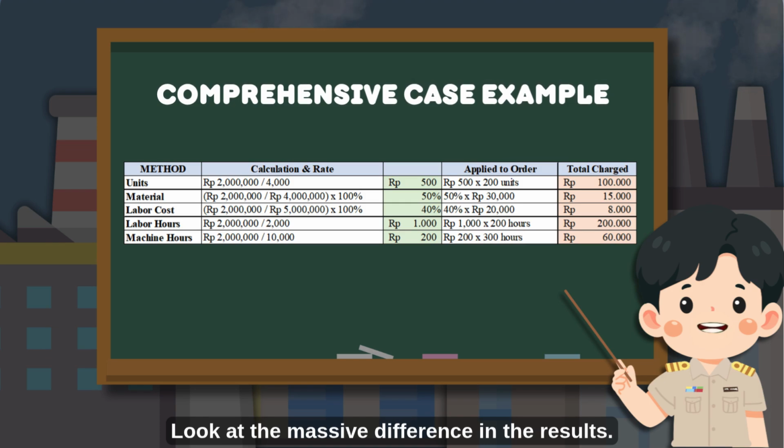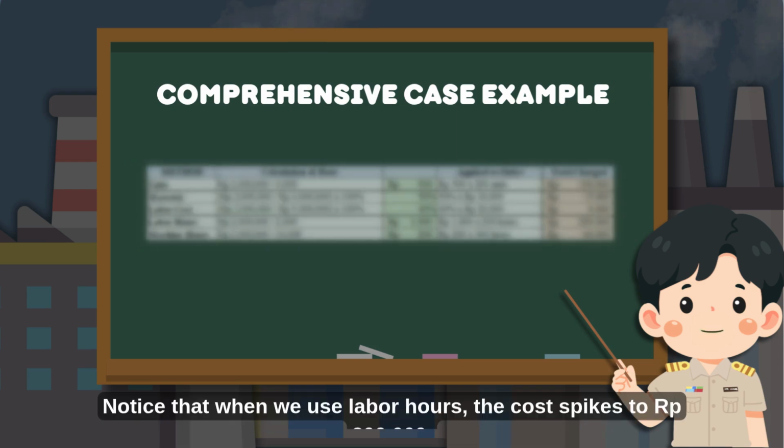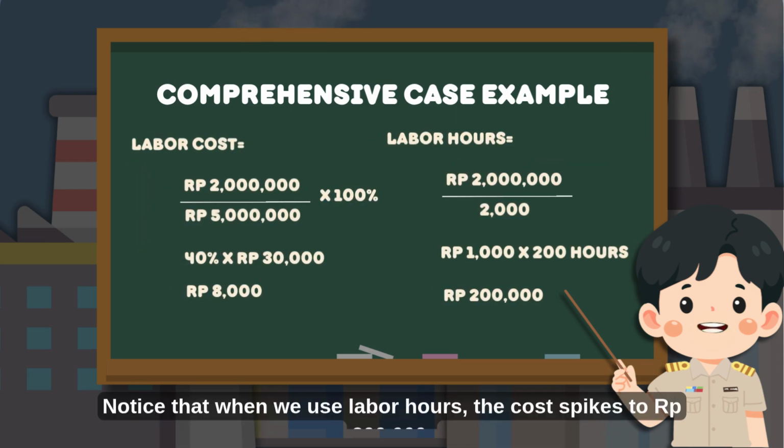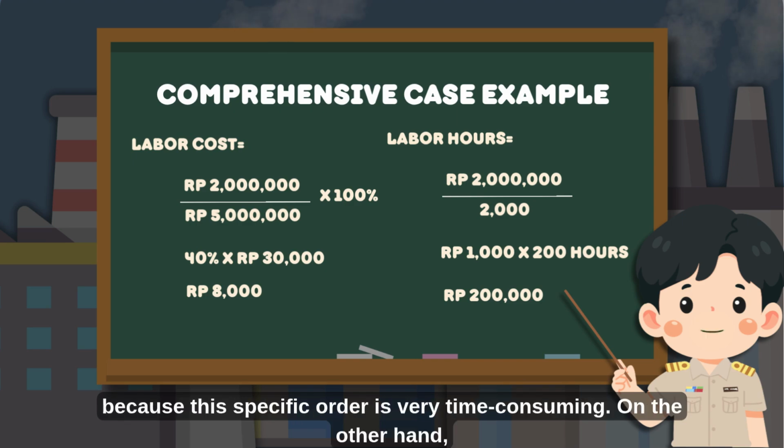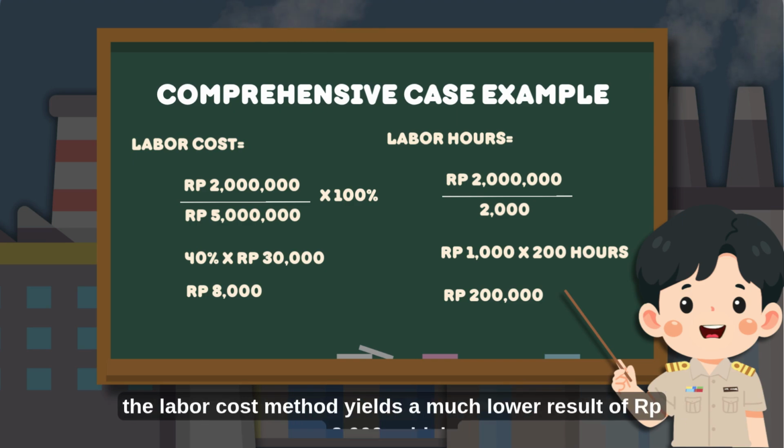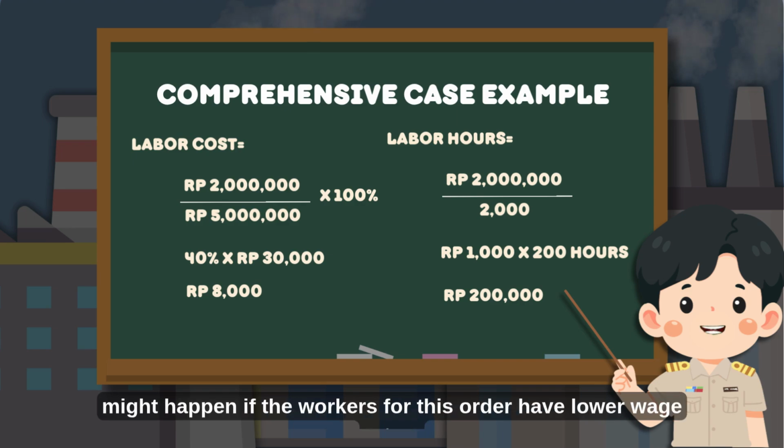Look at the massive difference in the results. The overhead cost for the exact same order ranges from as low as Rp8,000 to as high as Rp200,000. Notice that when we use labor hours, the cost spikes to Rp200,000 because this specific order is very time-consuming. On the other hand, the labor cost method yields a much lower result of Rp8,000, which might happen if the workers for this order have lower wage rates.